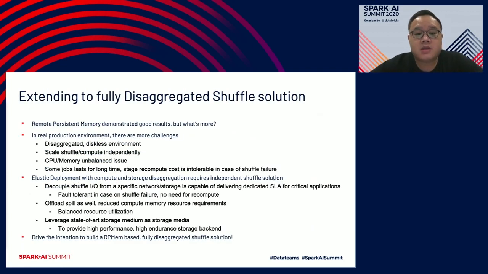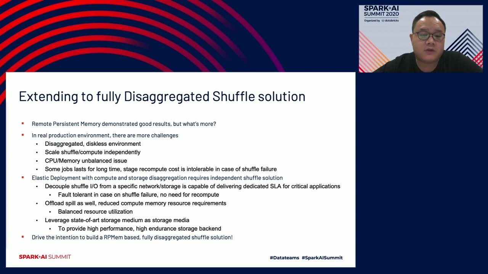So we already see this promising result. What are we going to do next? We observed some new challenges in the large-scale cluster, which is the disaggregated diskless environment. People want to scale their shuffle with their compute nodes independently. And on the co-located cluster, the CPU and the memory were pretty unbalanced. And some jobs last for a very long time, for example, 24 hours or even longer.